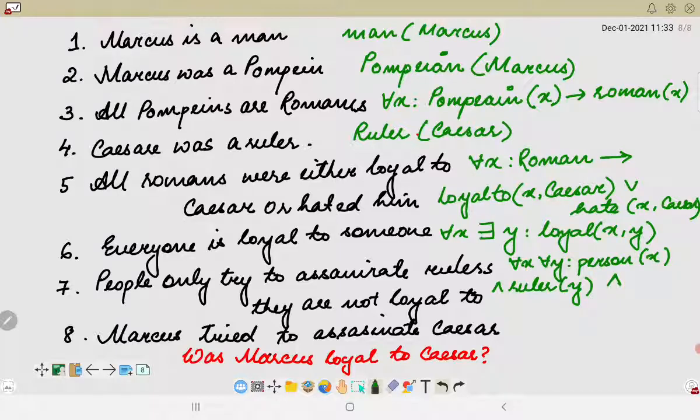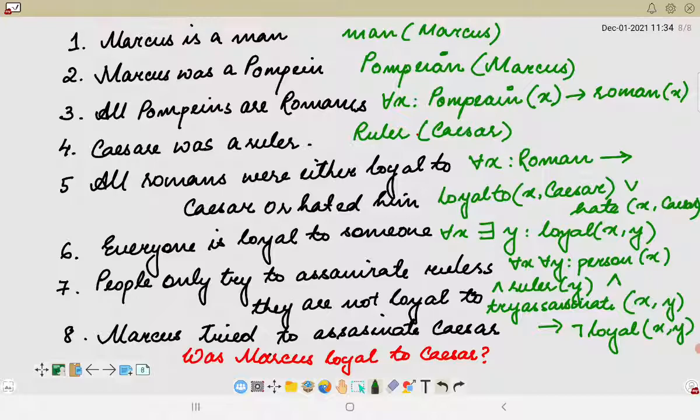also we have to consider the assassinating, that means try assassinate. Who will try to assassinate whom? x will be trying to assassinate the ruler y if x is not loyal to y. Okay, x is not loyal to y. So this is how we can represent this.